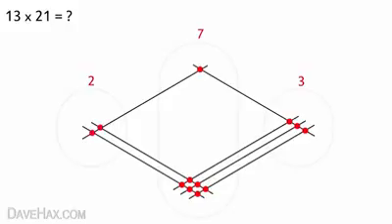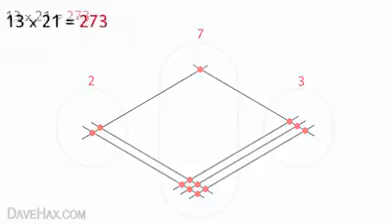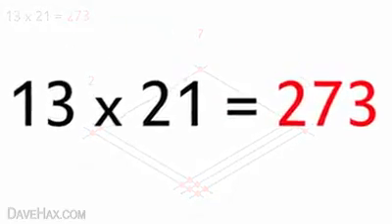1, 2. 2, 7, 3. And that gives us our answer. 13 times 21 is 273. Pretty cool, huh? So here's another quick example.